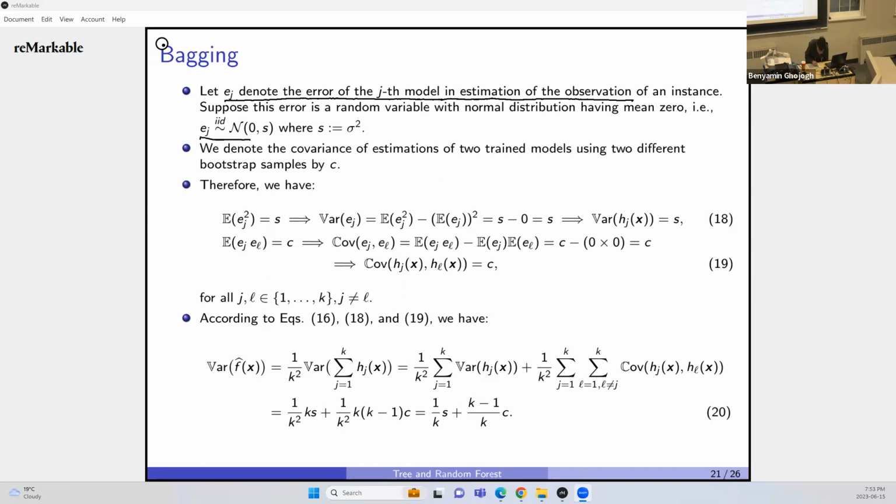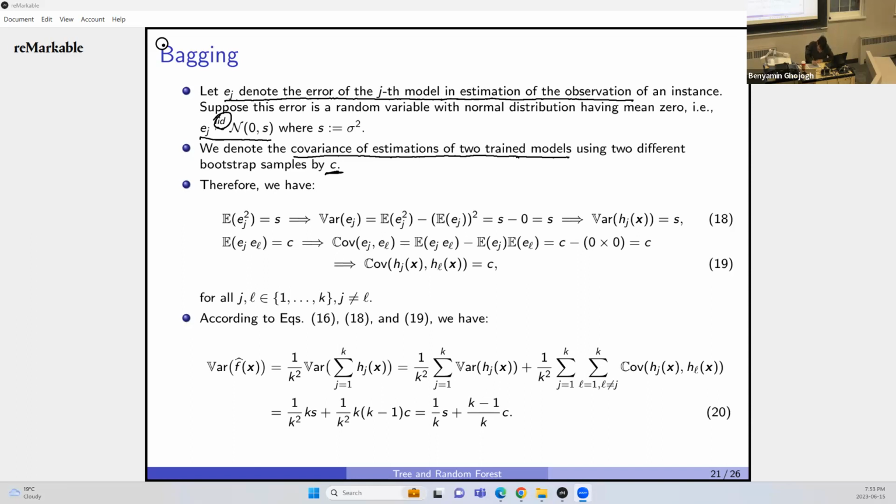And assume it is a Gaussian distribution with mean 0 and variance S, and assume they are IID, independent and identically distributed. We denote the covariance of the estimations of two trained models using two different bootstrap samples by C. So each of these models has some variance, but the models also have covariance with each other, right? Covariance of estimation.